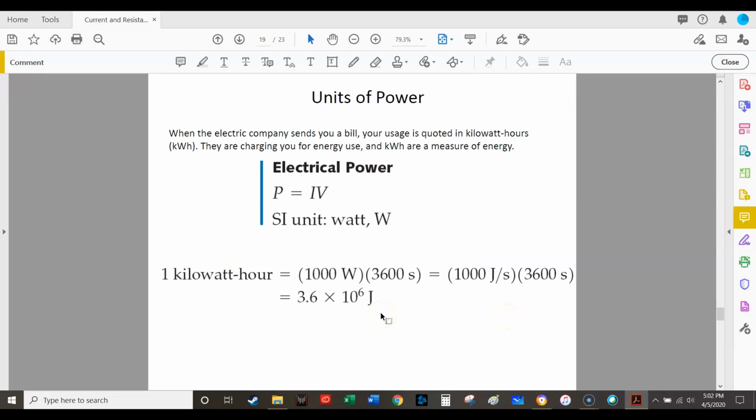Again, the unit of power that we typically use is the kilowatt hour, and a kilowatt hour is 1,000 watts for an hour. So if you look at your electric bill, they calculate things in kilowatt hours. So how many thousands of watts are you using for 3,600 seconds? Basically that is the amount of joules that you're using. So 1 kilowatt hour is 3.6 times 10 to the 6 joules of energy that you're using within that hour.